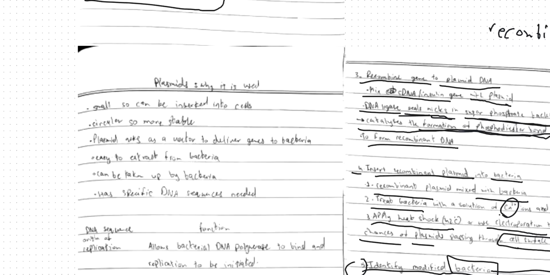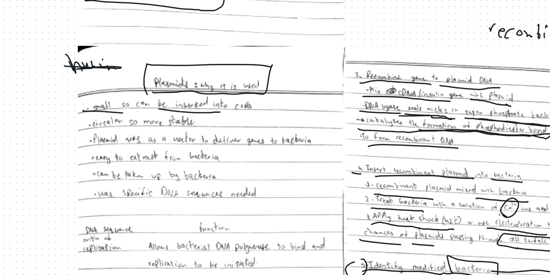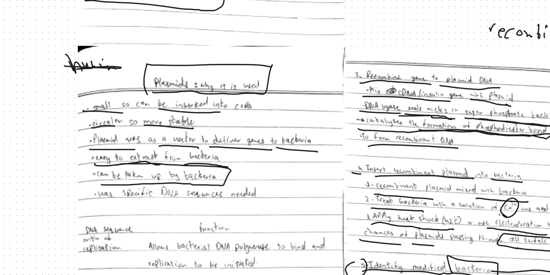And you also need to know why plasmids are used for bacteria. Why do you insert the human insulin gene into the plasmid of the bacteria? Because plasmids are small, so they can be easily inserted into bacterial cells. They are circular, so that means they are more stable. And plasmids can act as vectors to deliver human genes into bacteria. Another reason is that they can easily be extracted from bacteria, and can be taken up easily by the bacteria. So yes, these are the advantages of using plasmids.